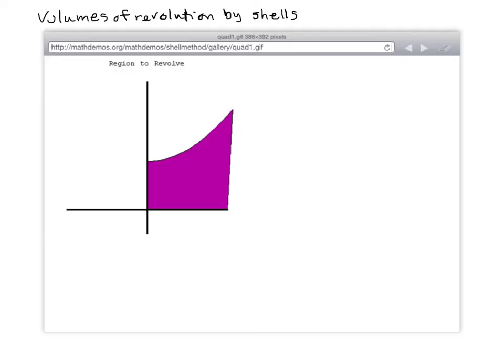There's the region, and this computer is slicing it up into different partitions, and it's going to take one of those little partitions right there and then revolve it. It's revolving about the y-axis. And notice it's making kind of a shape of a tin can. It's making a cylindrical shell. Remember that the area of a cylindrical shell is 2 pi r h, 2 pi the radius times height.